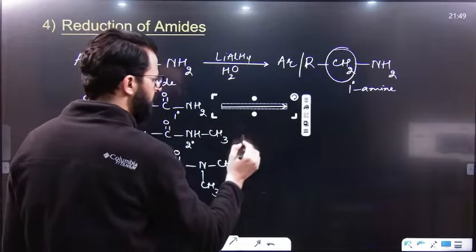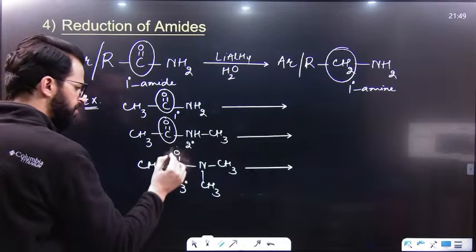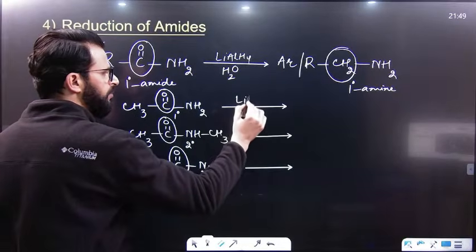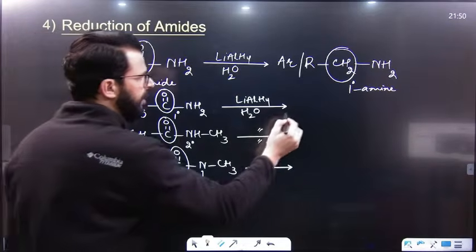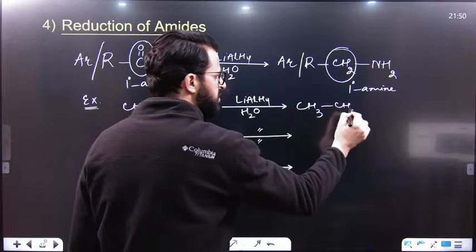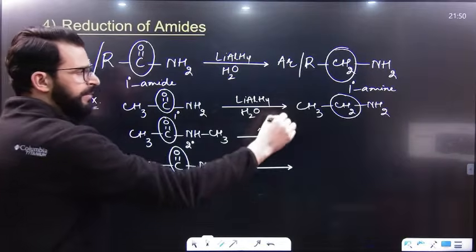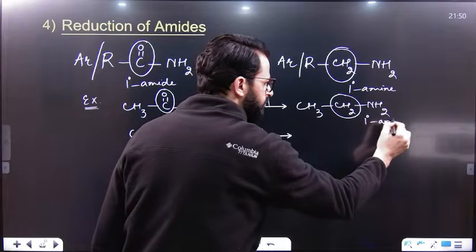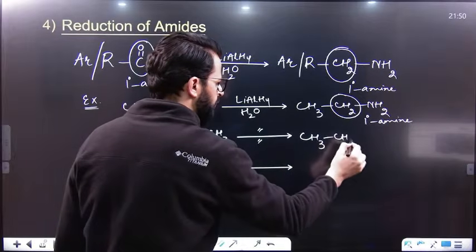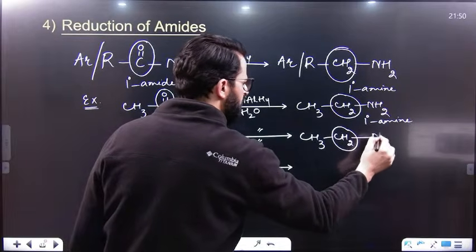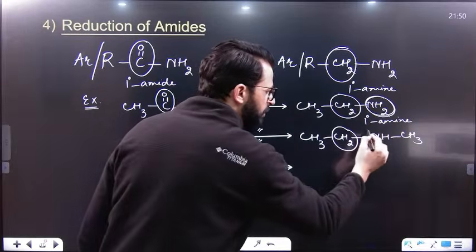What we have to do is simply change this C double bond O to CH2. So what will be the product if lithium aluminium hydride, followed by hydrolysis, is used? You have to convert CO into CH2. Rest remains as such. So CO has been converted to CH2. So primary amine. This is known as primary amine. Now, after that, if secondary amide is reduced, it will result in the formation of CH3CH2, after that NH, then CH3. Now have a look. This is primary amine functional group, but this is the functional group of secondary amine.